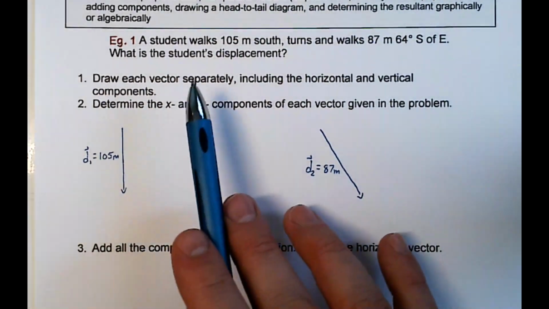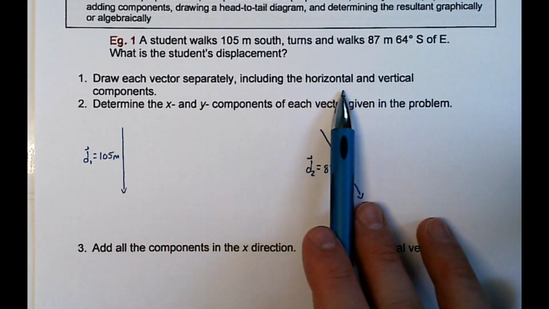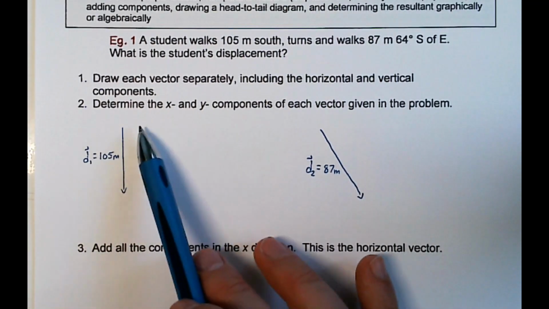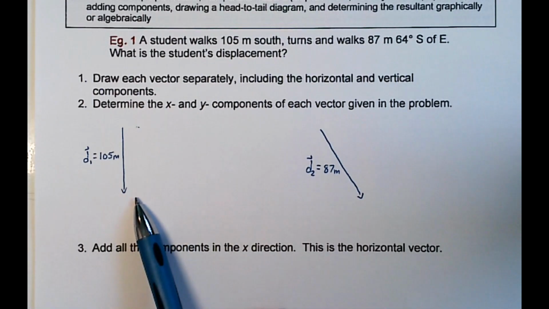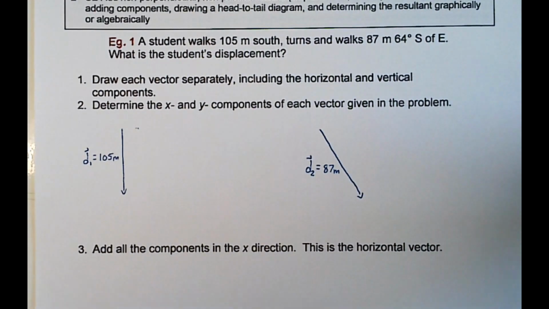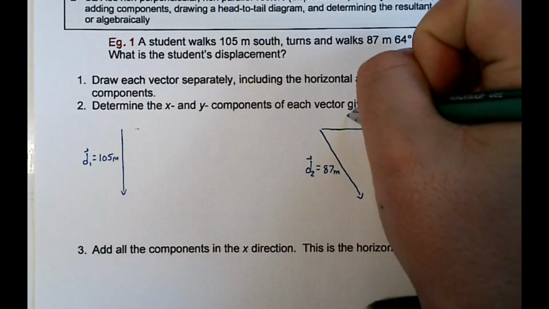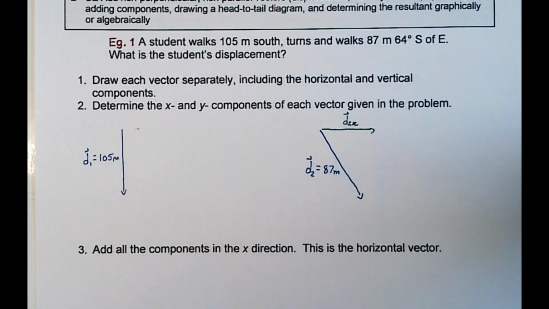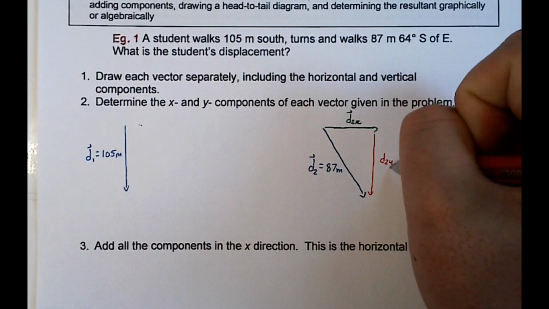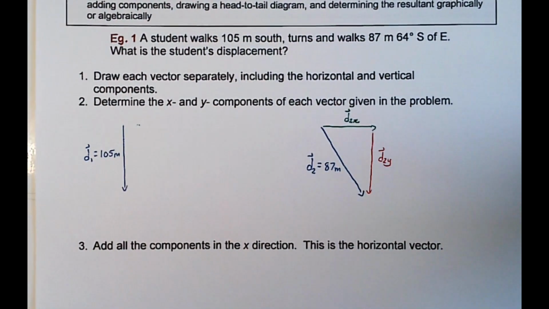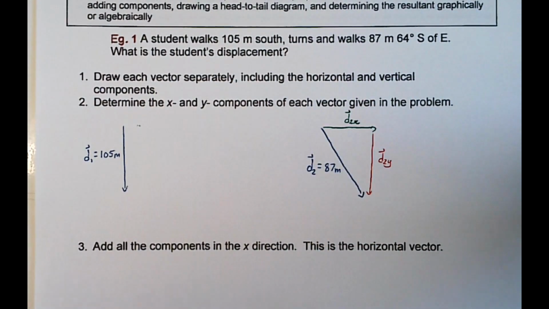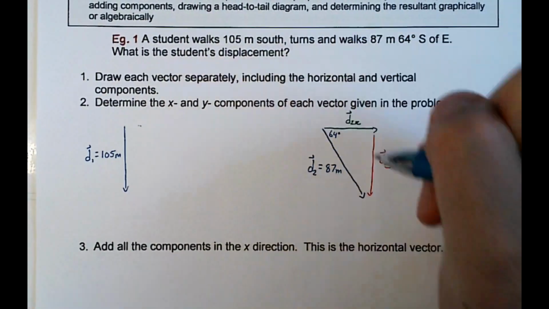Now after we draw each vector separately, we need to include the horizontal and vertical components. If we look at the first displacement, we have no horizontal component. It's going straight down, or it's completely vertical. The second displacement though is a little different. We are going to have a horizontal component, which I'm going to label as displacement 2x, and a vertical component, which I'm going to label as displacement 2y. We also were given that he is traveling at 64 degrees south of east. That means that angle right there is equal to 64 degrees.